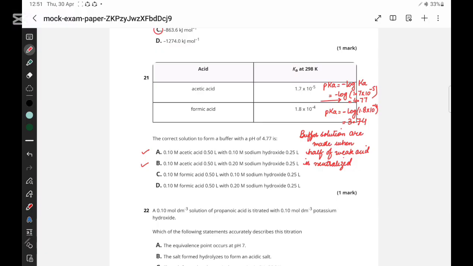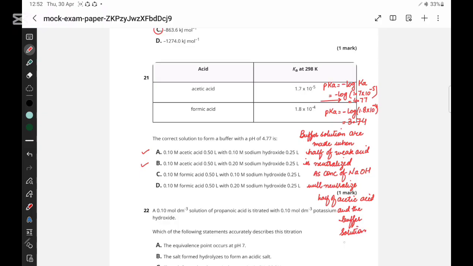So as the concentration of NaOH increases, it will neutralize half of the acetic acid, and the buffer solution is made.